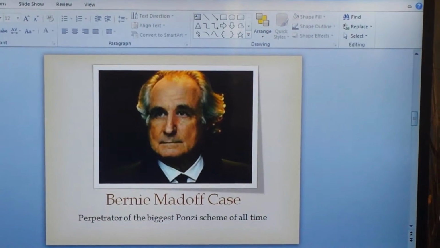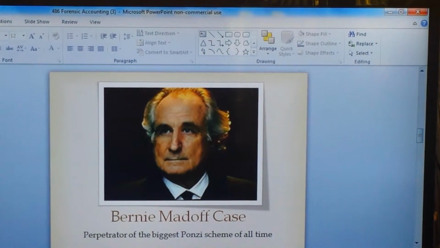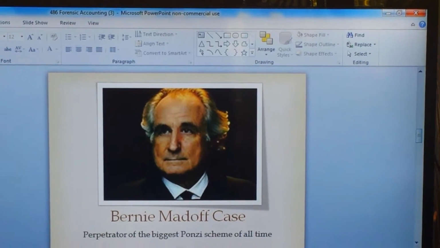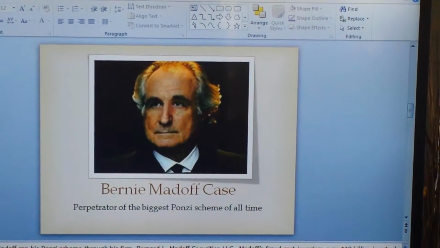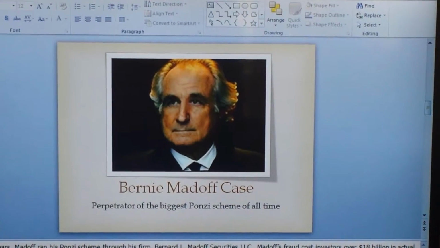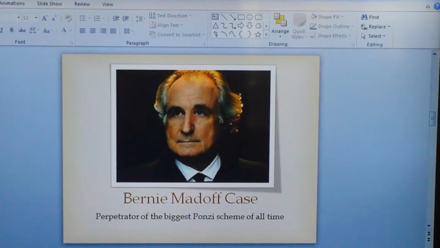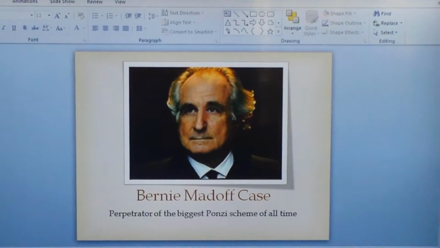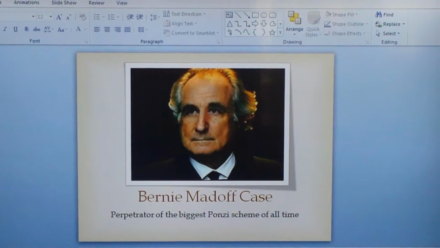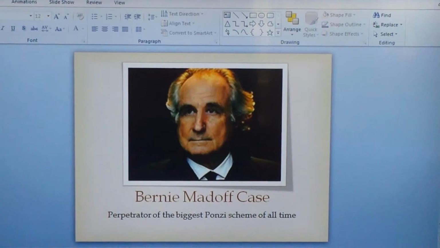Madoff's fraud cost investors over $18 billion in actual losses. Madoff was convicted in 2009 and sentenced to 150 years in federal prison. Court-appointed trustee Irvin Picard used forensic accounting to trace the funds of the Madoff Ponzi scheme, and as of February 2013, he was able to recover over $9 billion of the $18 billion that was lost.